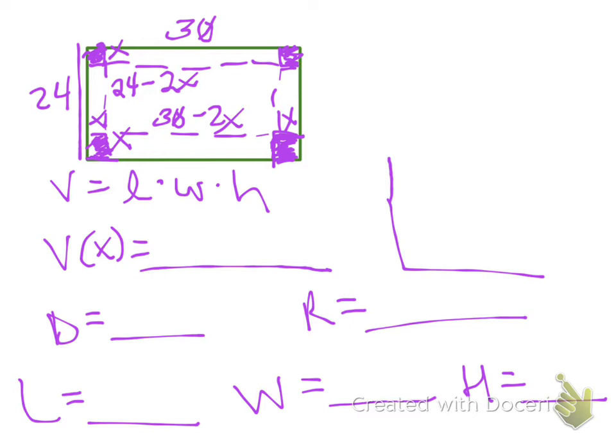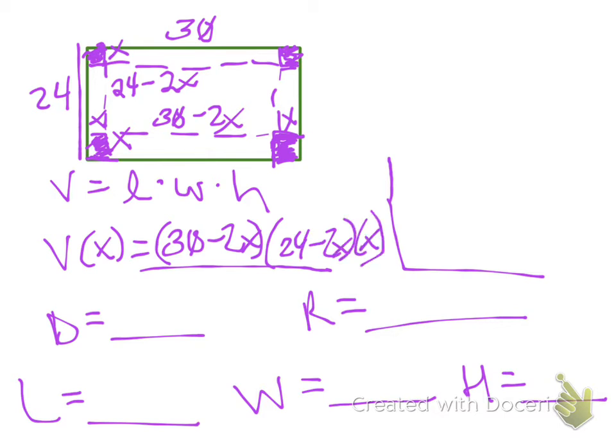So if I put all three of those together, my length is 30 minus 2x. My width is 24 minus 2x. And the height of my box is x. So your next step is to plug this into your calculator. I will give you the window.